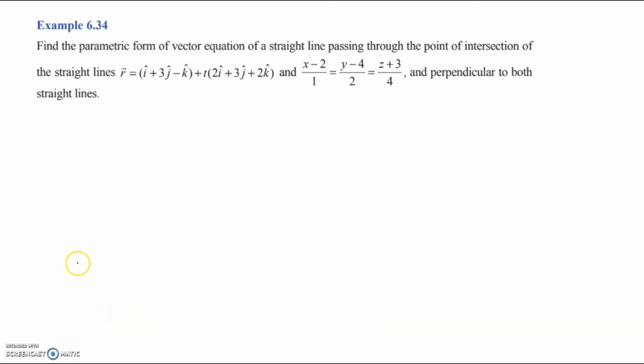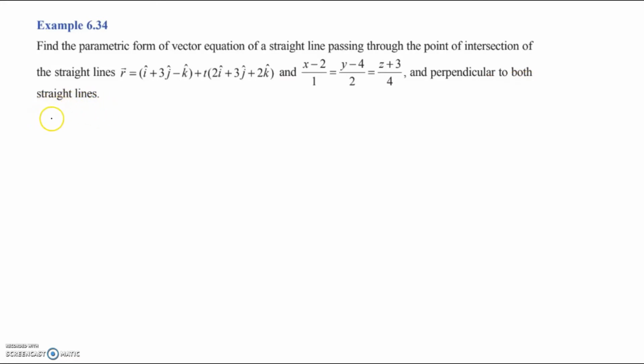In this video, we will solve the example problems from 6.34 in vector algebra. Now, what is the question? The question says, find the parametric form of the vector equation of a straight line passing through the point of intersection of the straight lines. The first line is given here, and you have the second line here, and the required line is perpendicular to both straight lines.